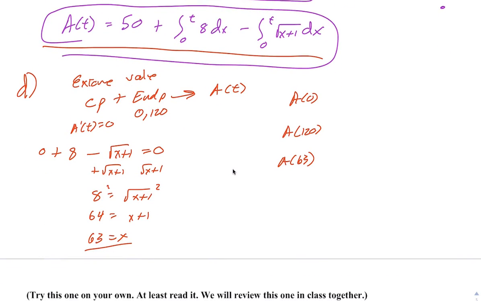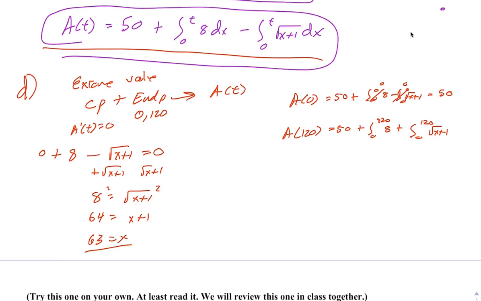So let's finish it. I figure out what time gives us the maximum, so all I do is plug that into the formula. A of 0 is 50 plus the integral from 0 to 0 of 8 minus the integral from 0 to 0 of radical x plus 1. By now we know these are just 0, so I just get 50. A of 120 is 50 plus the integral from 0 to 120 of 8 minus the integral from 0 to 120 of radical x plus 1. I actually have to integrate that guy.